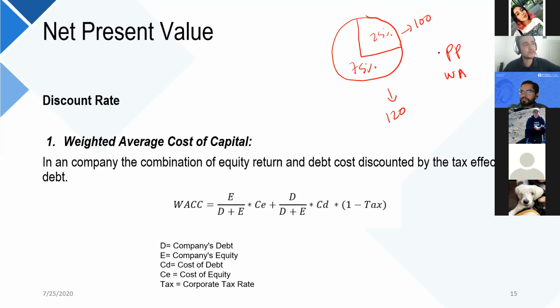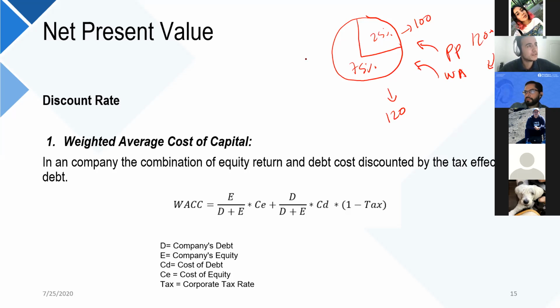So if I were to ask you what is the weighted average of this, what would you do, Brenda? 120 times 0.75 or 100 times 0.25. Exactly. You just do this and add them up. And that's the weighted average, the promedio ponderado. Well, when you are doing WACC, that's the thing we are doing.